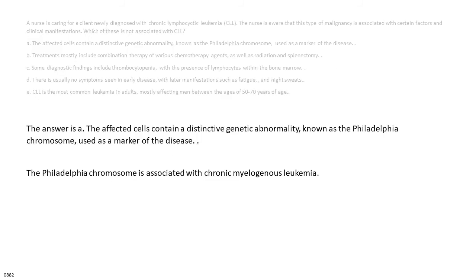The answer is A. The affected cells contain a distinctive genetic abnormality, known as the Philadelphia chromosome, used as a marker of the disease. The Philadelphia chromosome is associated with chronic myelogenous leukemia.